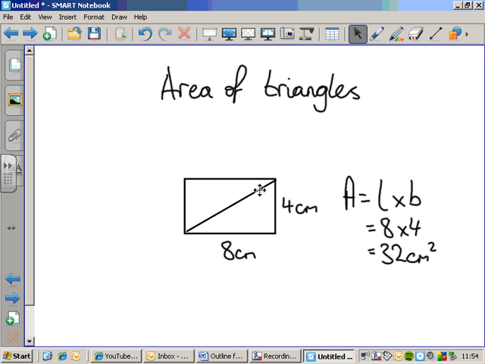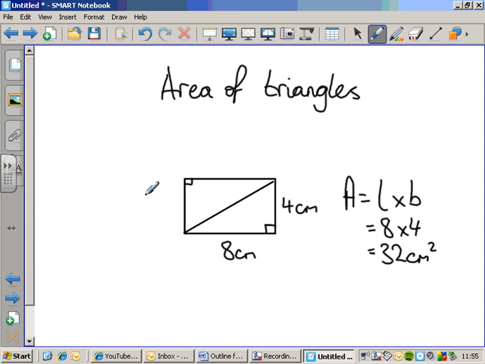And if we split this rectangle in two by drawing in one of its diagonals, then we can see that we've created two identical, or congruent is the maths word for identical, triangles. They are two right-angled triangles, and each of them is equal in dimensions to the other. We say they're congruent triangles. They're the same lengths and the same angles.